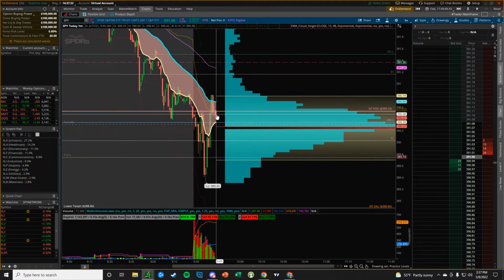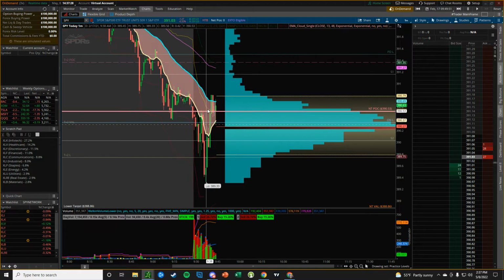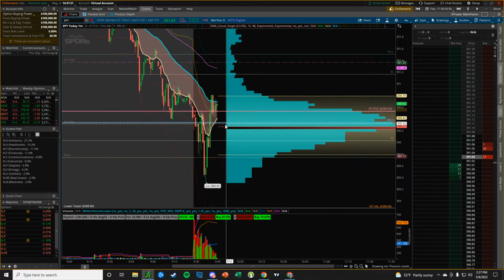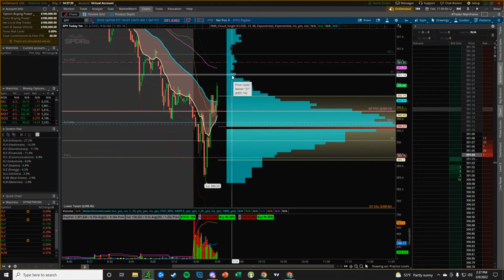What candle is that? And we will be out if we close below the overnight low. I'm going to give this one a little bit more room to breathe, since we're so close to that VWAP and the POC. We're going to take a piece in the volatility.